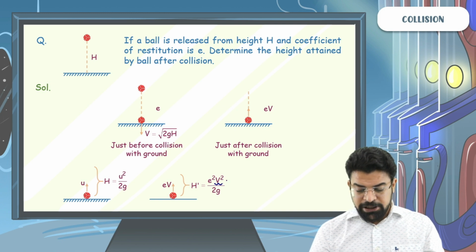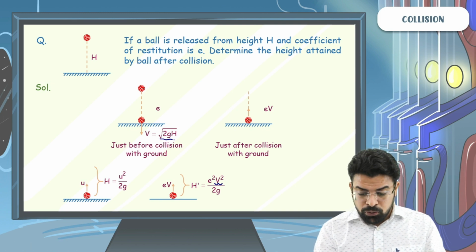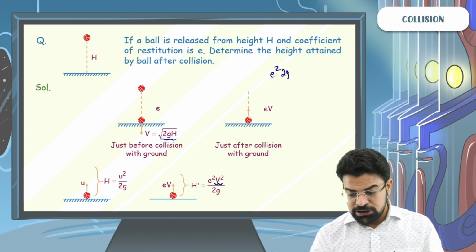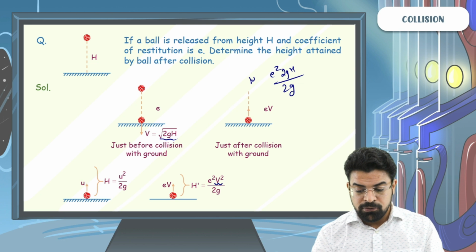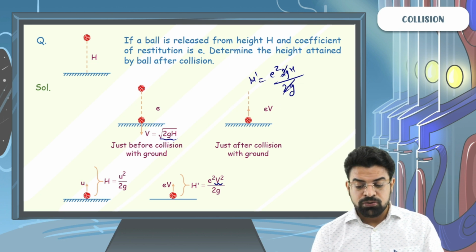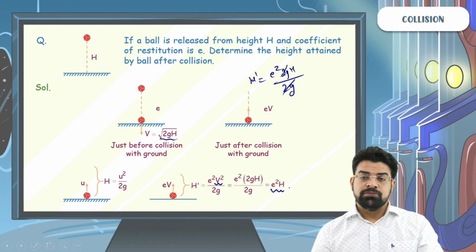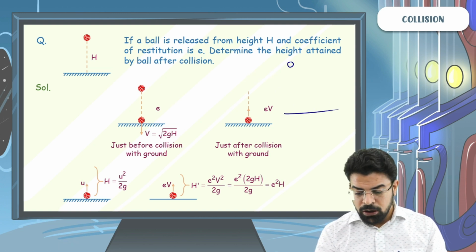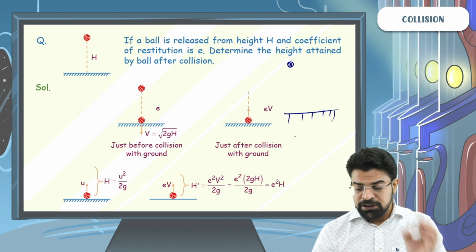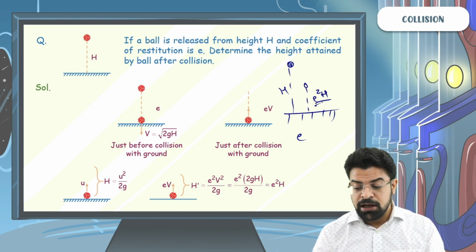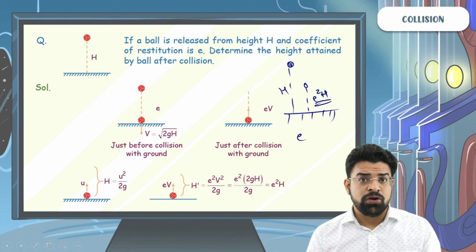Now, in place of v, if I substitute root 2gh, what will I get? e square into root 2gh square, that is 2gh by 2g, and this will be equal to h dash. So cancelling out 2g, you get h dash equals e square h. So if you drop a ball on a surface for which the coefficient of restitution of collision is e from a height h, then the ball will bounce back to a height e square h. This is something that you should remember.